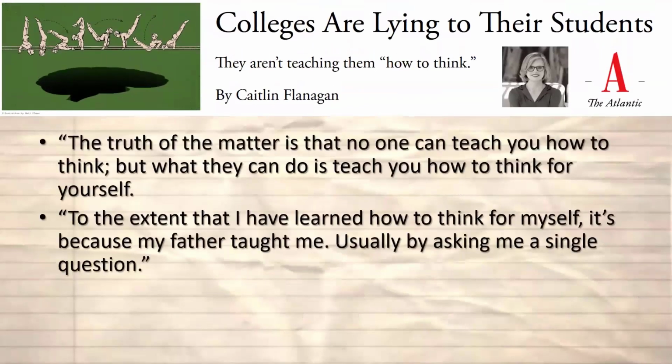So back to Flanagan, she says that the truth of the matter is no one can teach you how to think, but what they can do is teach you how to think for yourself. Is that different? Can anybody think of why, if you can't teach somebody how to think, you can actually teach them to think for themselves? Yeah.